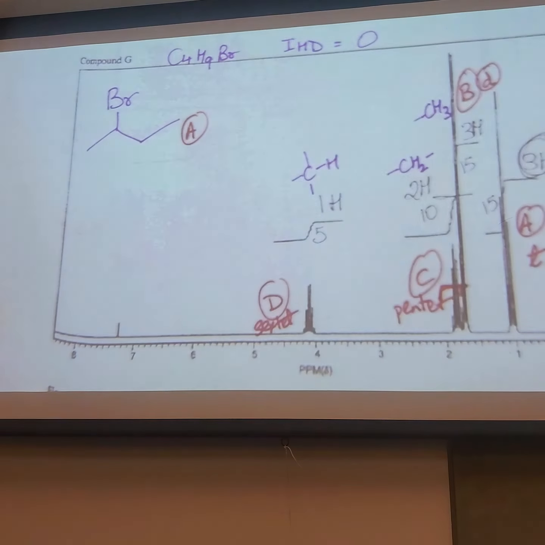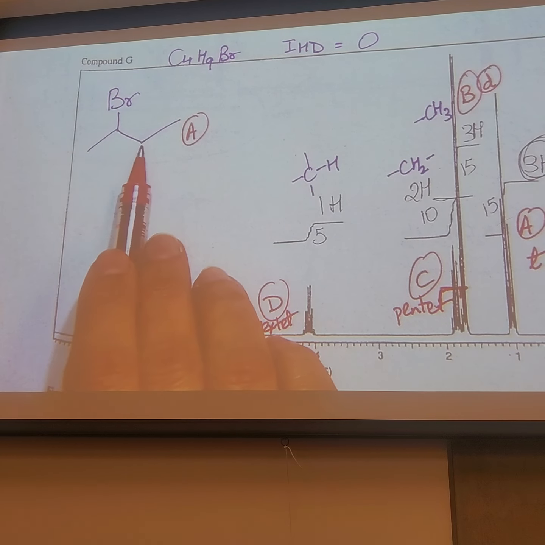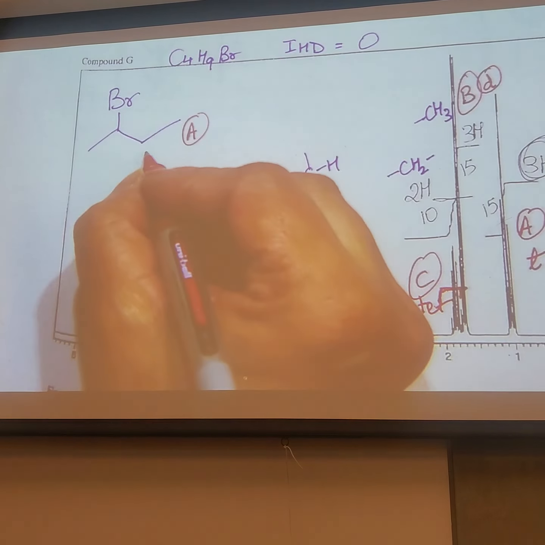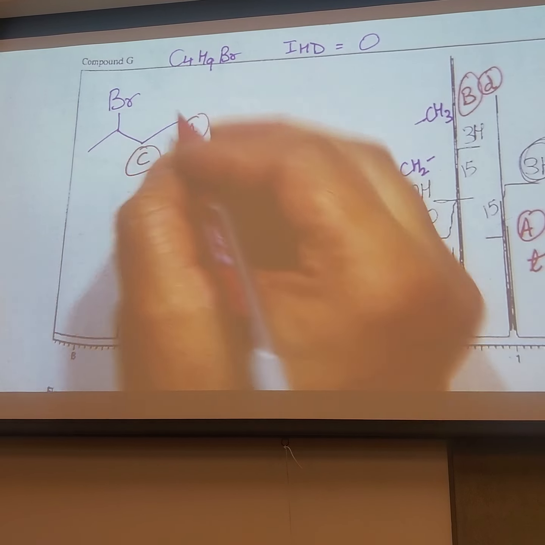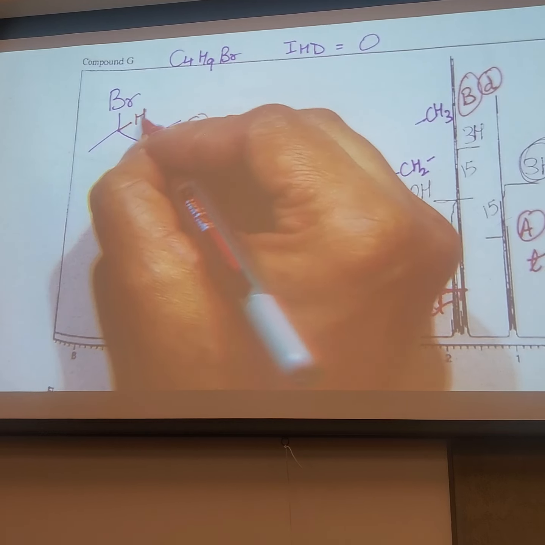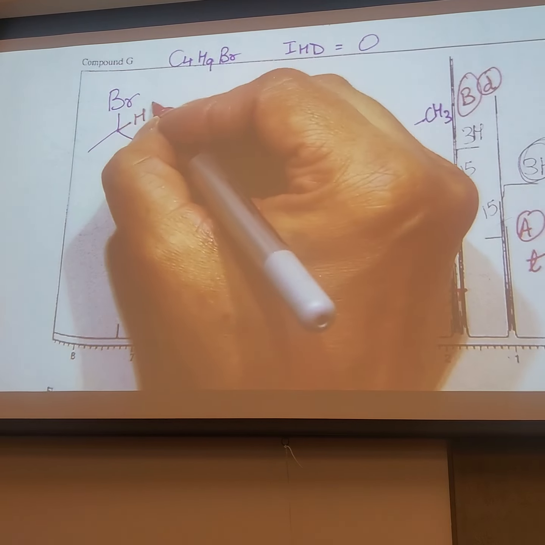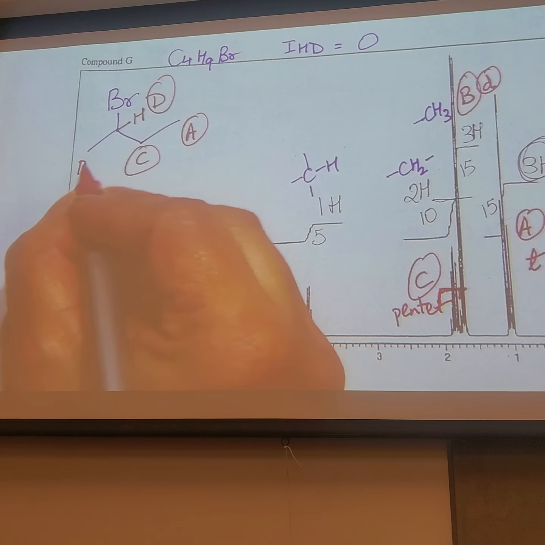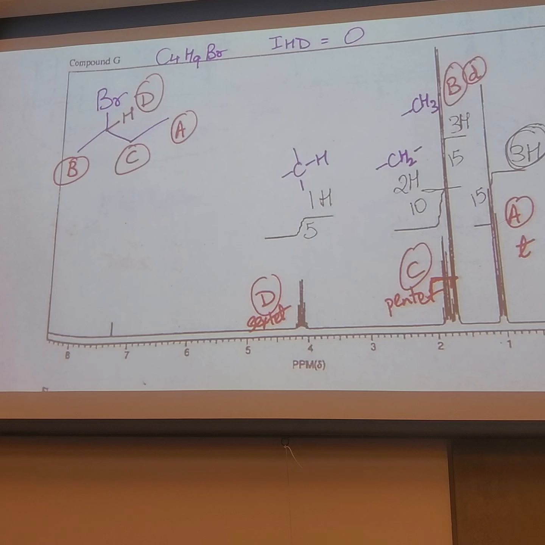Do you guys agree? And then, what about the methylene here? What is that? C. Good. What about the hydrogen on the methine right there? That's D. And what is this methyl? B. Okay. Absolutely. So you're basically saying exactly which hydrogens correspond to which signals.